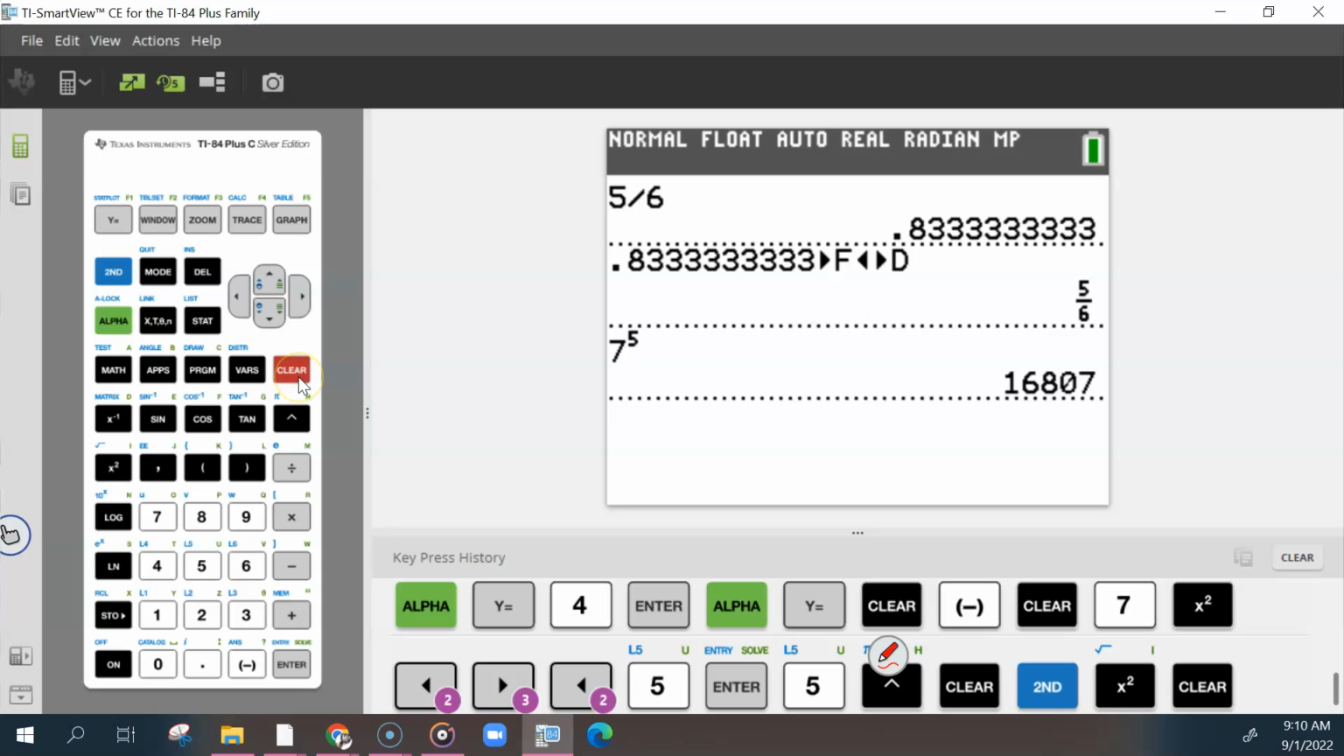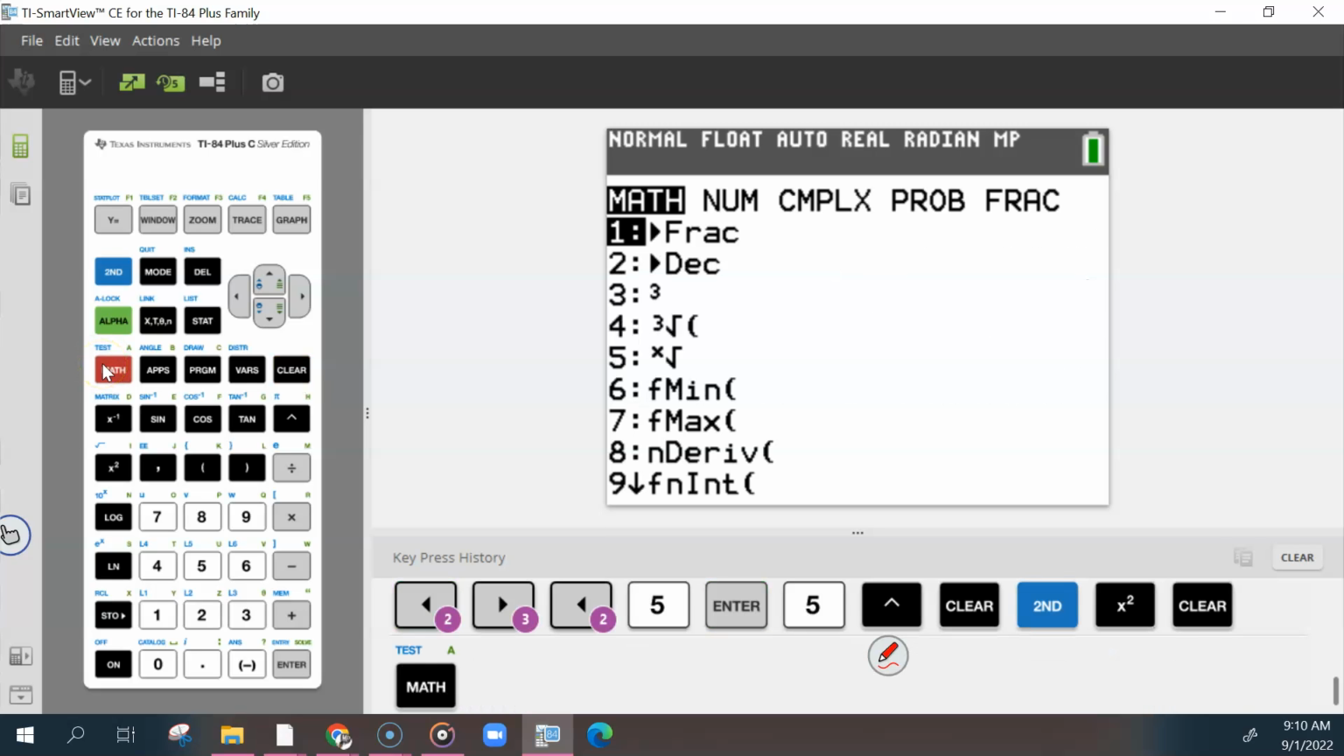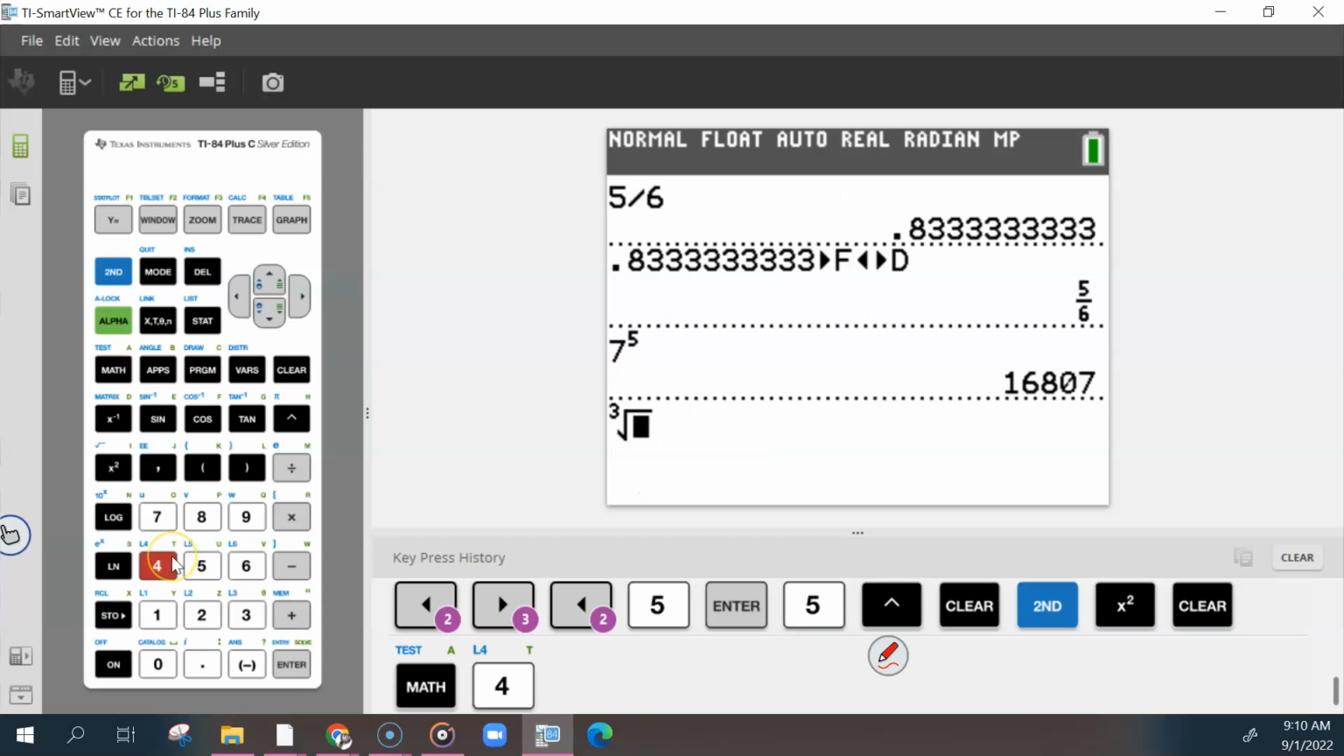This does not apply to cube roots. You have to go into something specific to get cube roots. If you go into math, this fourth option is your cube root button. So when you're doing a cube root, we want to use that button, not a square root raised to the third power. It will give you something completely different.